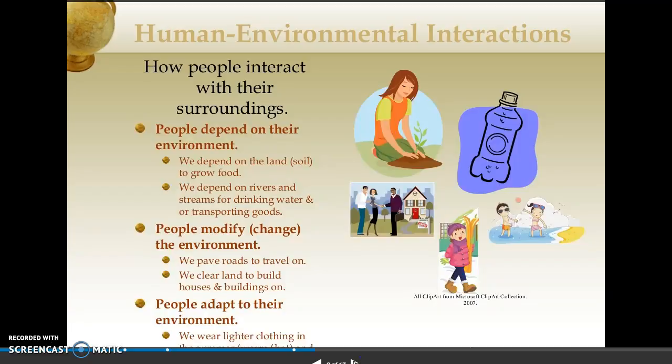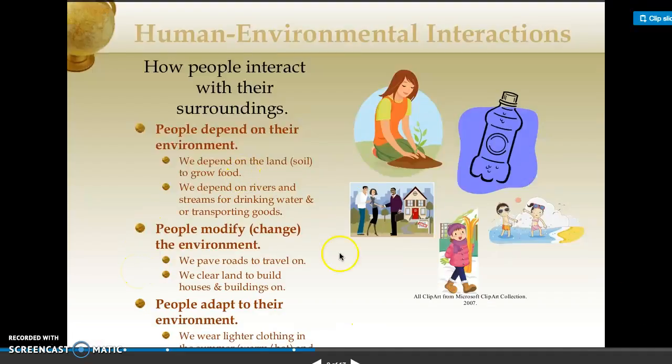Human environmental interactions. How people interact with their surroundings. People depend on their environment. We depend on the land or the soil to grow food. We depend on rivers and streams for drinking water or transporting goods. People modify the environment or change the environment. We pave roads to travel on. We clear land to build houses and buildings on.